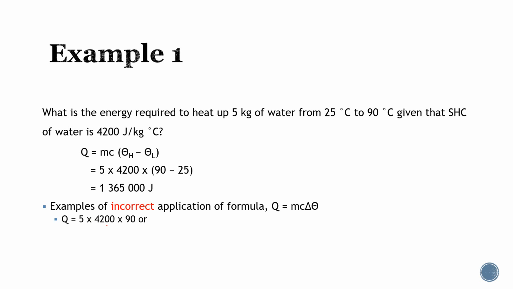An example of incorrect application of this formula, which is common among beginning students, is that they just multiply 5 by c and multiply by 90 because that's the final temperature. Or they use 5 times 4,200 times 25, which was the initial temperature. But of course, both are incorrect.